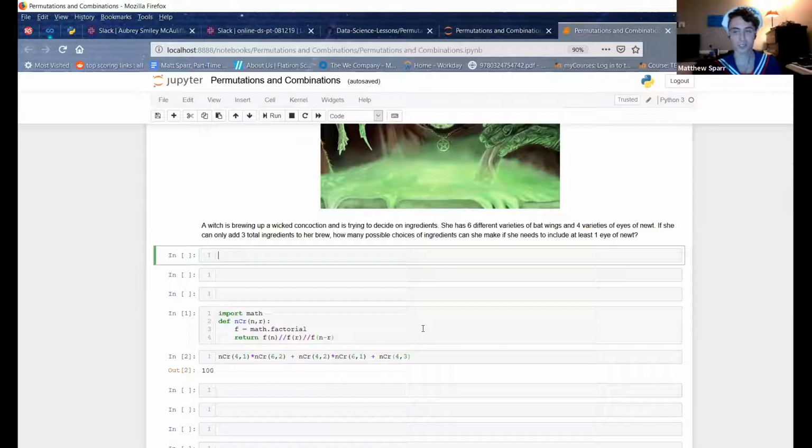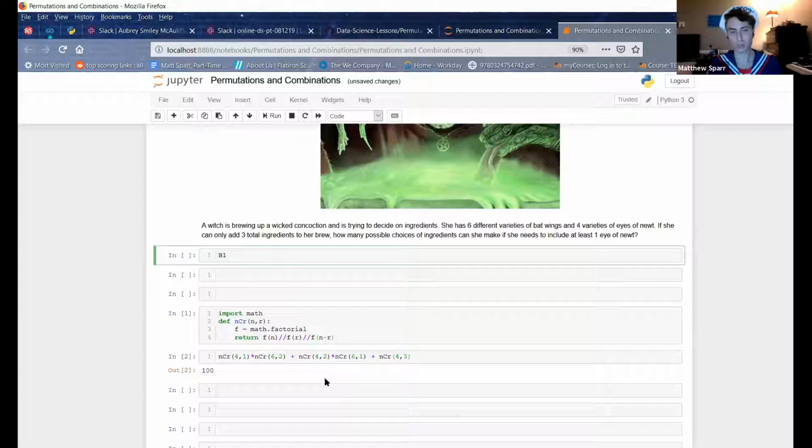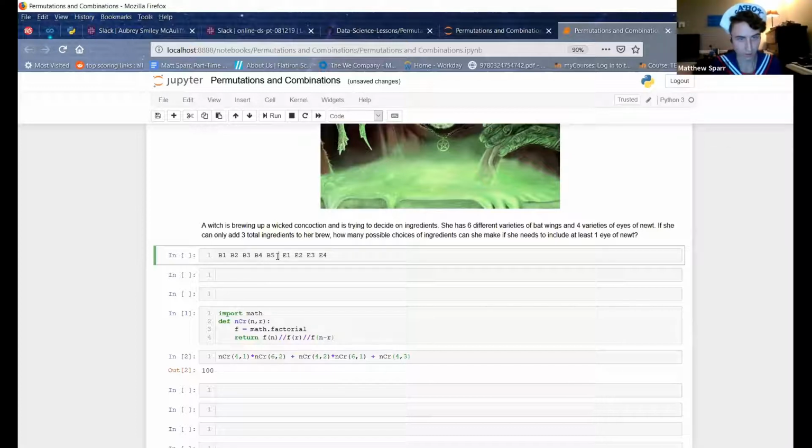Does that make sense? No. So even though it's different varieties, it doesn't say what variety they need, right? Right, so these would be the wings. There's 6 different kinds, and then the eyes, there's 4 different kinds. Oh, 6 wings, okay. So there's all the possible ones.